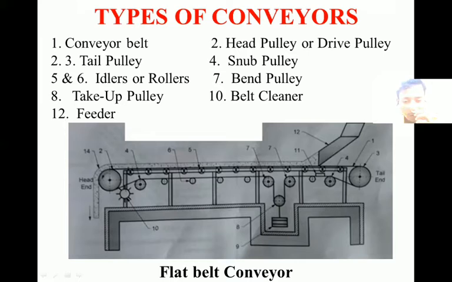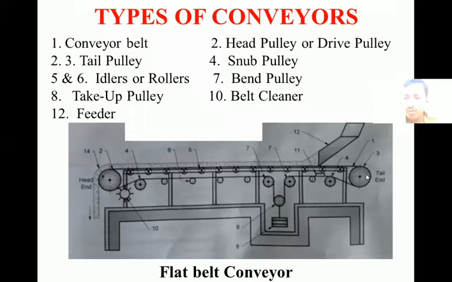In a thermal power plant, you need to transport coal from the input to where it is actually going to burn. You can see here, this is a belt conveyor. It is flat. Why is it called a flat belt conveyor? Because the type of belt used here is flat, it's plane.